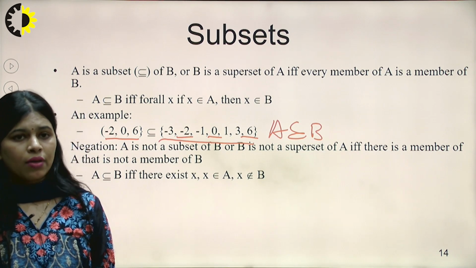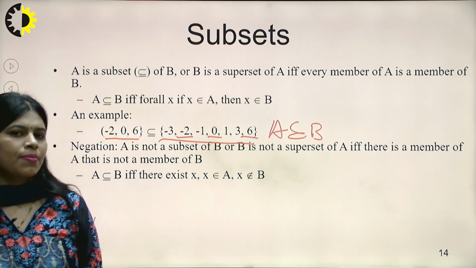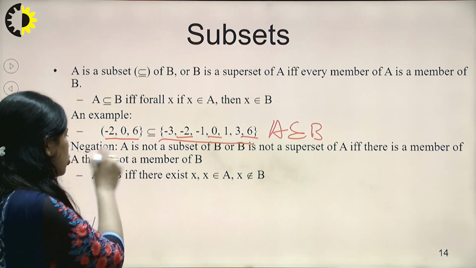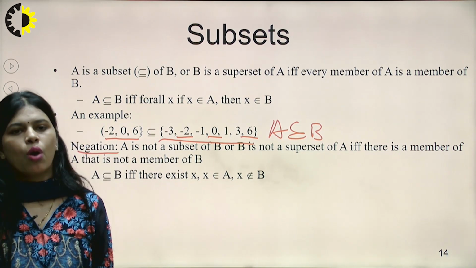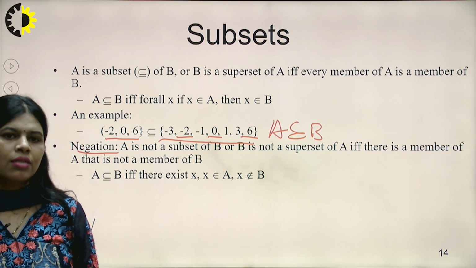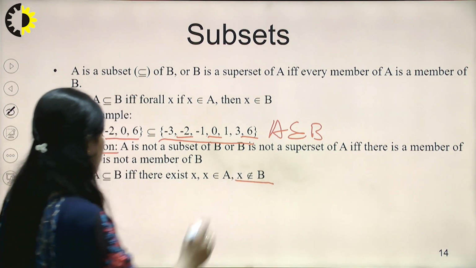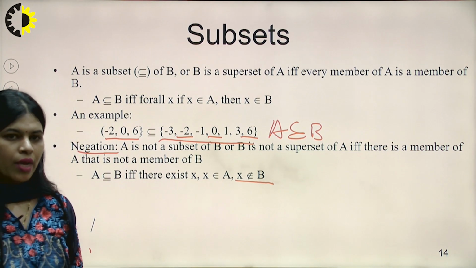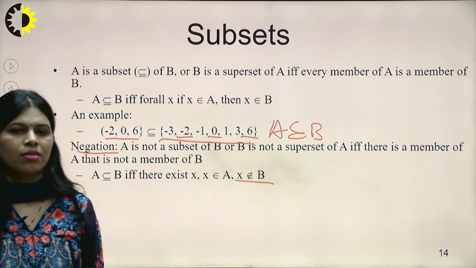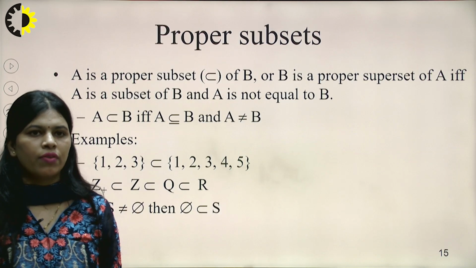Now, if I consider A is not a subset of B, it is called negation, means some elements of A are not presented in set B. So we may consider x is not belonging to B and x is belonging to A. We may consider A is not a subset of B.